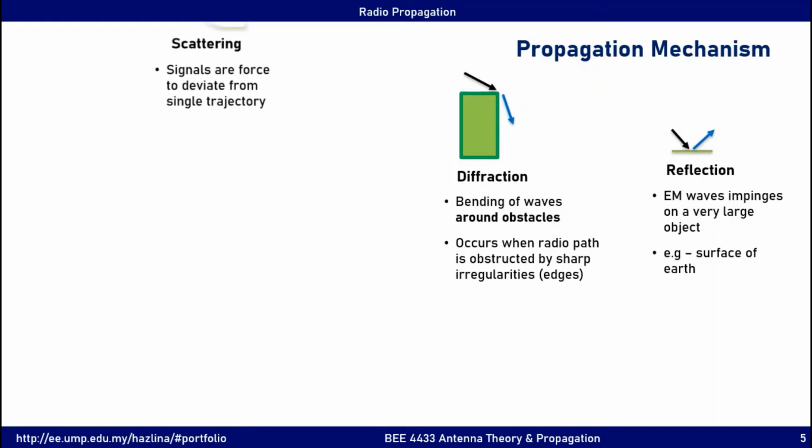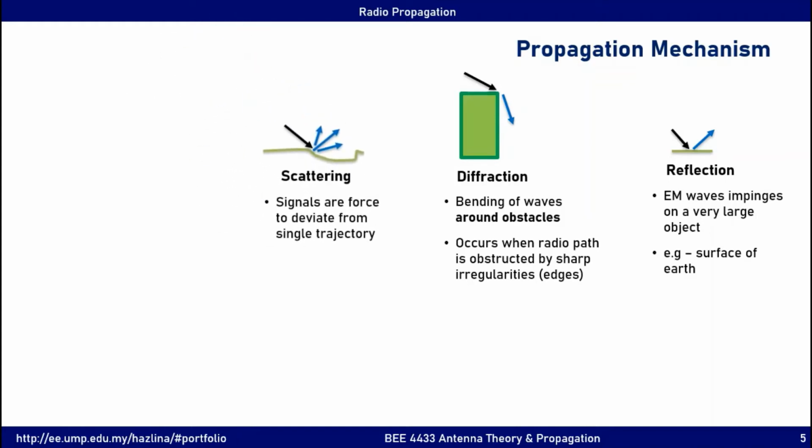The third mechanism which contributes to electromagnetic wave propagation is scattering. Scattering occurs when the wave propagates through a medium in which there are a large number of objects with dimensions smaller than the wavelength. In an indoor environment, objects such as plants and small appliances can cause scattering, whereas in an outdoor environment, scattering can be caused by the rough terrain of the ground.